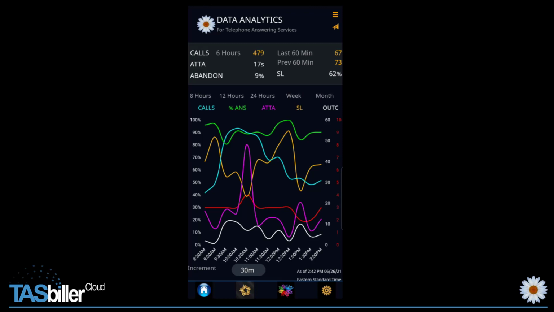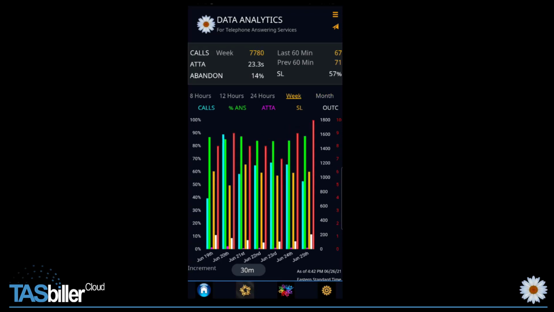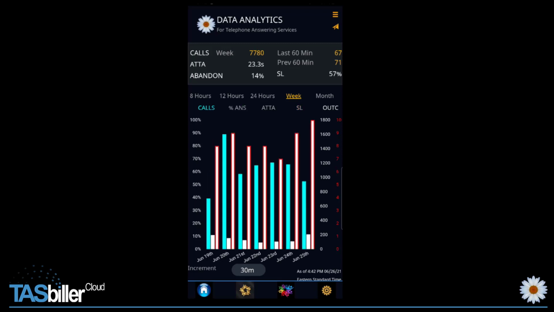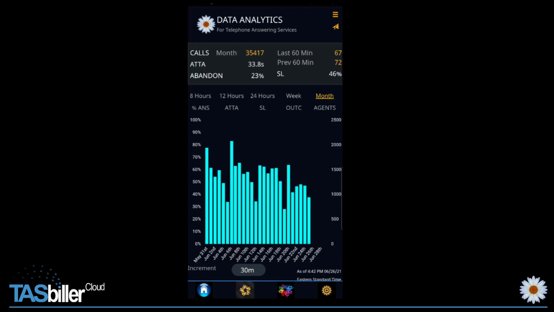Also available, we're still doing more development on this, is a month view or a week view. On these, I kind of prefer to turn off some of these other lines and just look at calls. So here's my traffic pattern for Sunday. You can see we're busier on Monday, pretty steady during the course of the week. And then today is where we are today. For the month, you can kind of see where Sundays fall, and then the Mondays after tend to be a little bit busier, and then during the week it's more stable.